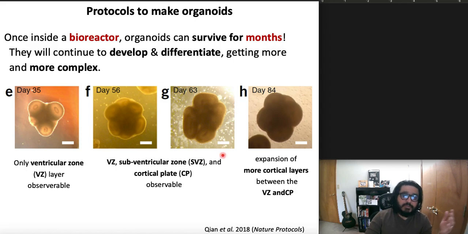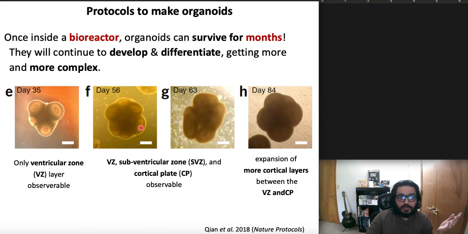So they can survive for a very long time as long as they're getting the proper nutrients in the bioreactor. And importantly, as they're surviving, they're not just surviving, they're continuing to develop and differentiate and get more complex. Right, so this would be this early organoid I showed you with the neural rosettes, but here that's so that we can only see one layer of the cortex, the ventricular zone, but then as you get 2 months into it, you can start to see different layers.